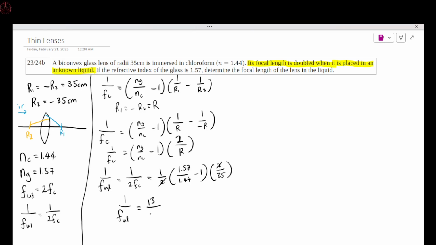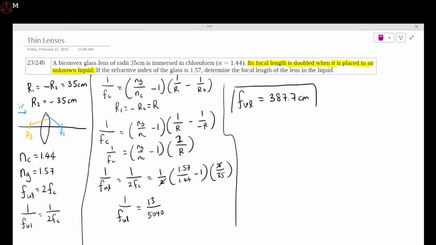13 over 5040, and I take the inverse of that. I will find that my FUL, the focal length of the lens in the liquid, is equal to 387.7 centimeters approximately. Okay, so that is the solution for the first question.